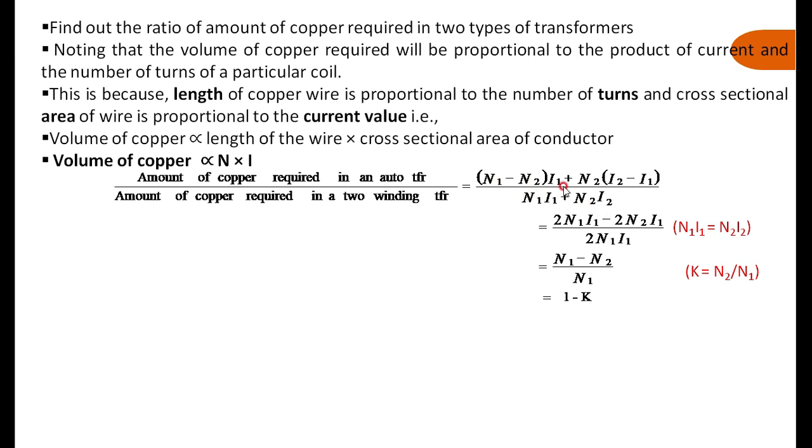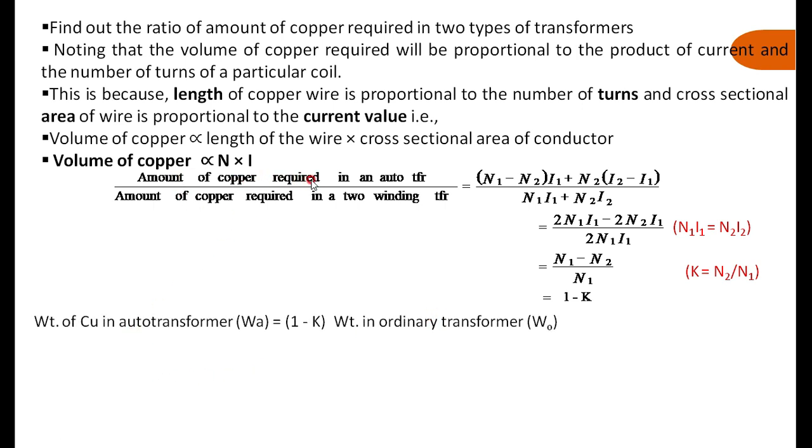What I am getting here is N1 I1 minus N2 I1, here N2 I2 minus N2 I1. Then after simplifying, one term I am getting is N2 I2. N2 I2 can be replaced by N1 I1, therefore there is N1 I1 here. Then what I am getting in total is 2 N1 I1 minus 2 N2 I1. Similarly here N2 I2 is replaced by N1 I1, so what I am getting is 2 N1 I1. Therefore, the ratio between the copper required in the auto transformer and the two winding transformer is 1 minus K.